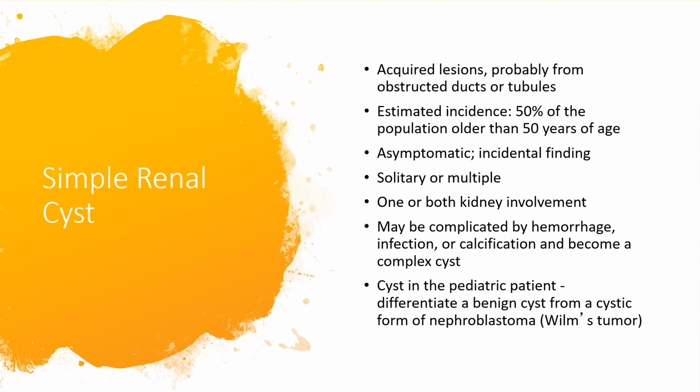The complications that arise from simple renal cysts are going to be bleeding into it, so hemorrhage, and infection. They can become calcified or they can turn into a complex cyst. In the pediatric patient, we want to differentiate benign simple cysts from a cystic form of nephroblastoma called Wilms tumor. There is one form of that which is cystic in nature, and you definitely don't want to mistake that for a simple cyst.